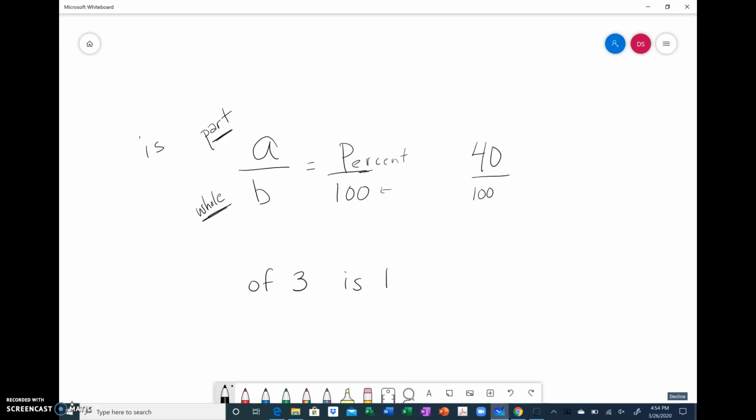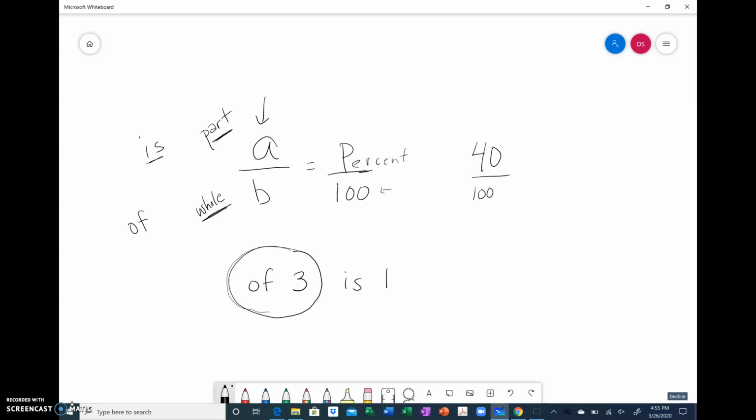Also, the number that follows is going to be the part. It's going to be A. And of is talking about of 3, of the whole amount. So when you see the word of, you're not going to multiply, because that wouldn't make sense here. The question is, what percent of 3? So it doesn't mean multiply. It's saying of this whole thing, what percent of it is 1?